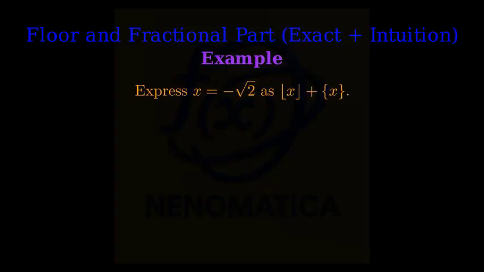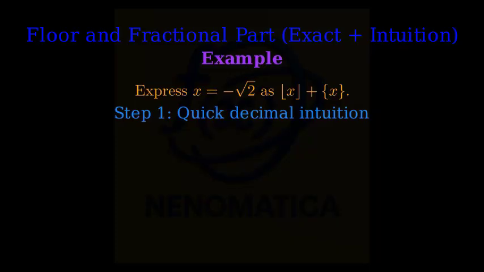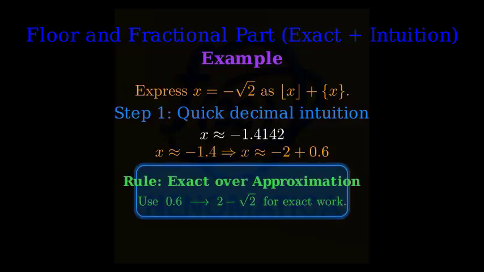In this lesson, we will decompose a negative irrational number into its integer part and its fractional part using floor and fractional part definitions. Here is our example. We will express the real number x equals negative square root of 2 as the sum of an integer part and a fractional part. Step 1. We first note a helpful decimal approximation to guide our intuition. Square root of 2 is about 1.414, so x is about negative 1.414. Many solutions write x is approximately negative 1.4, which is about negative 2 plus 0.6. However, for an exact decomposition, we will later replace 0.6 by 2 minus square root of 2.